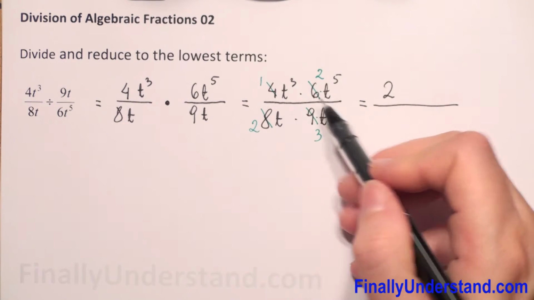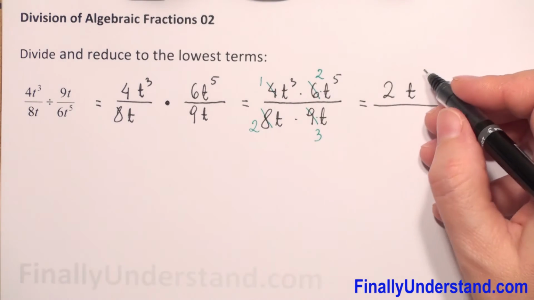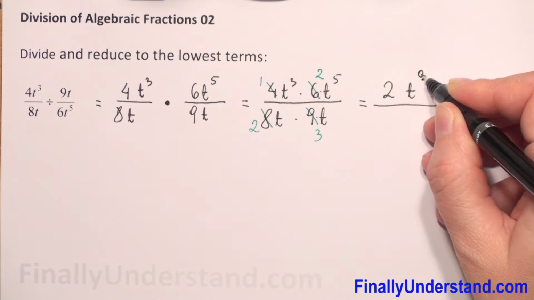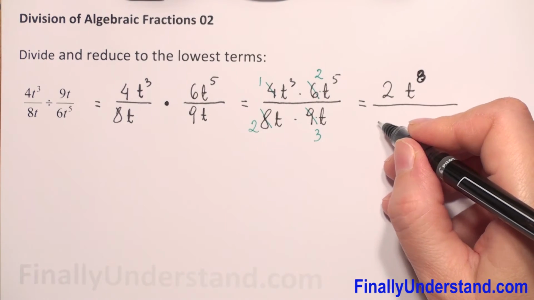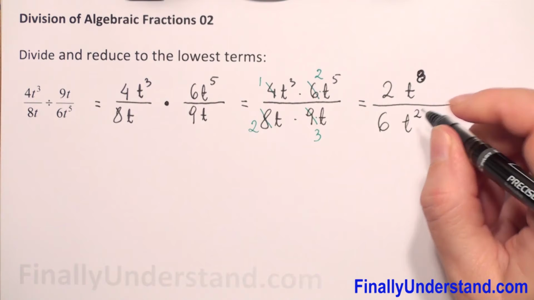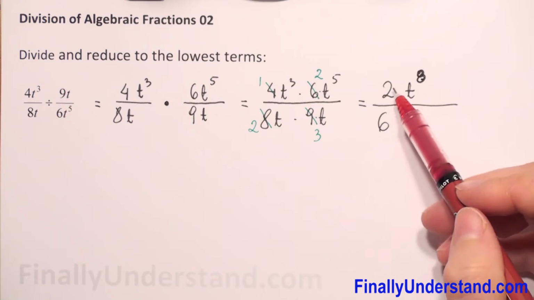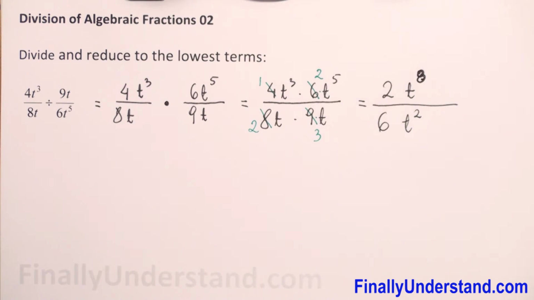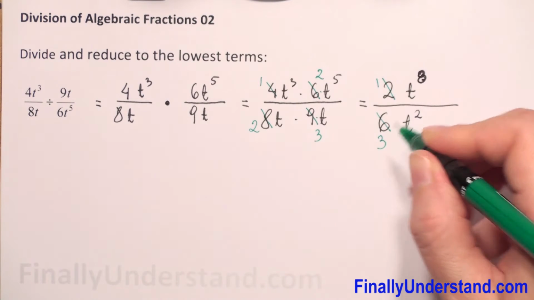And we have t cubed times t to 5th power, the same base. So we copy the base and we have to add exponents. So we have 3 plus 5, so this is equal 8, over 2 times 3 is 6. And we have t times t is t squared. I forgot. We still can reduce. We can reduce 2 with 2, so 2 divided by 2 is 1, and 6 divided by 2 is 3.